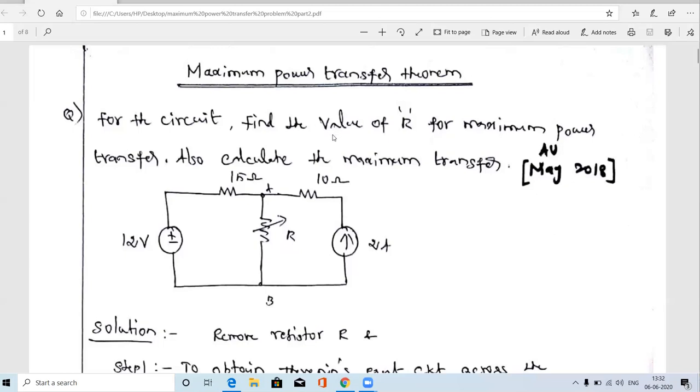So what is the maximum power transfer theorem? The maximum power derived by this particular circuit is transferred to this load in only one condition. What is that condition? This load resistance value RL must be equal to the equivalent resistance of this circuit. So that is the condition. We have to find the value of this R. R is equal to RTH or R equivalent, the equivalent resistance of this circuit across the terminals A and B. That is the condition for the maximum power transfer theorem.